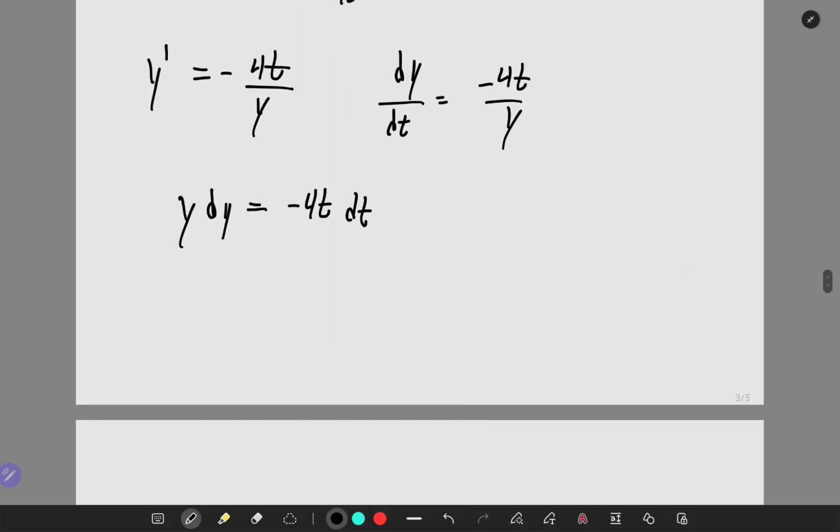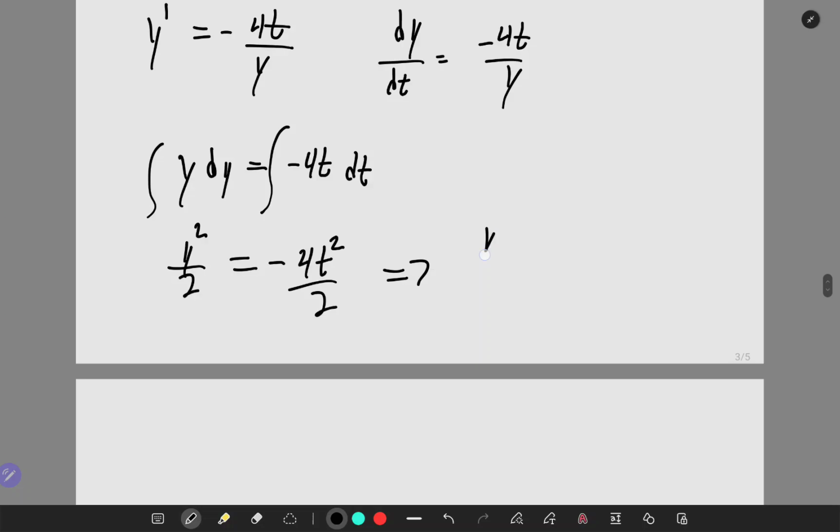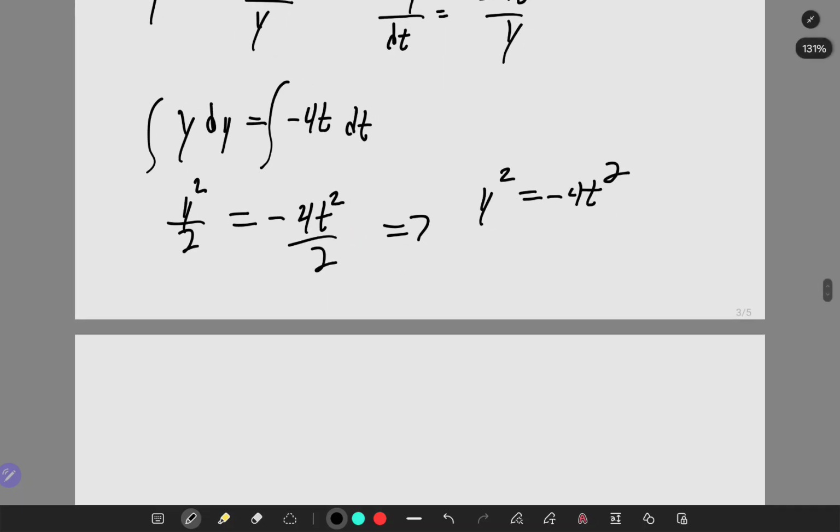This becomes y squared over 2, right? Take the integral of both sides. y squared over 2 is equal to negative 4t squared over 2. And we can just do this: y squared, because we can cancel out those 2's. Oh, and don't forget, plus c. And now remember, from my original video, this is really like plus c1 plus c2, and those c's will combine and become just the normal c, or a different constant, right?